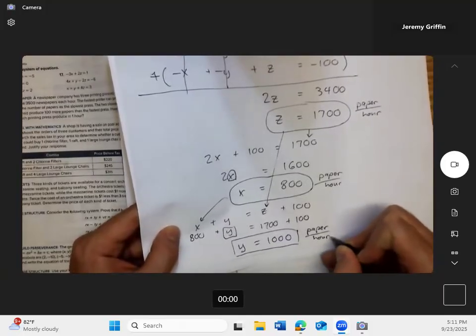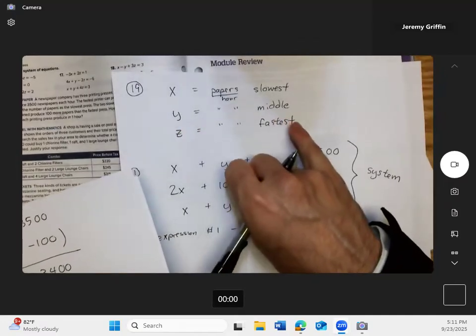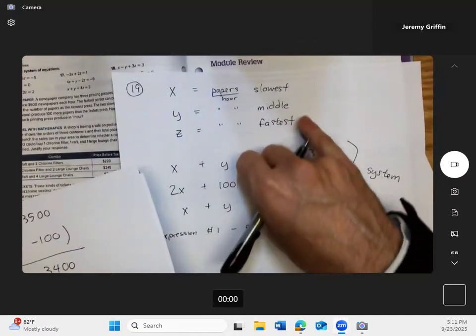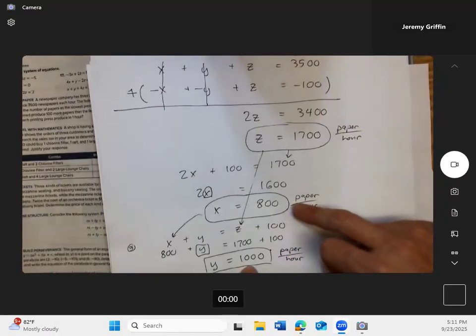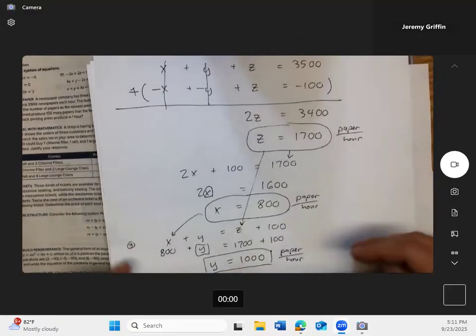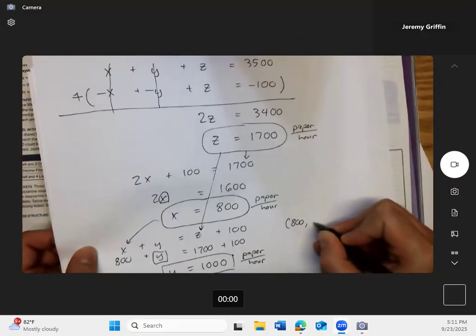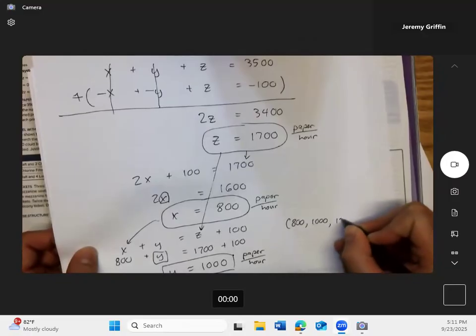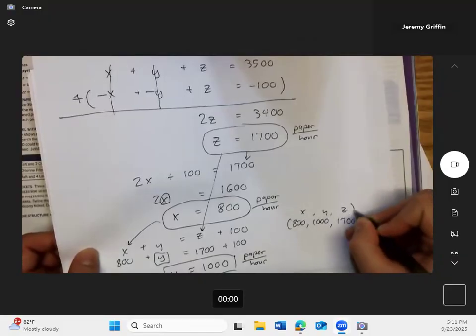And remember from the outset, we defined y as the middle press, like it was faster than the slowest and slower than the fastest. Yeah, look at that. It can produce more papers than the slowest press and not as many papers as the fastest press. So I think that's the answer right there. And as an ordered triplet, it'd be 800, 1,000, 1,700. That's my x, comma, y, comma, z ordered triplet right there.